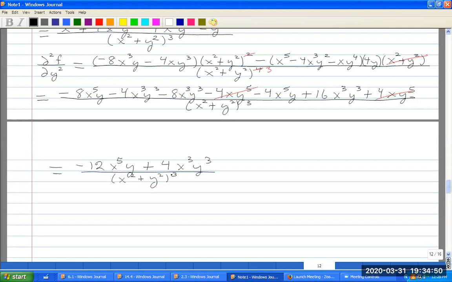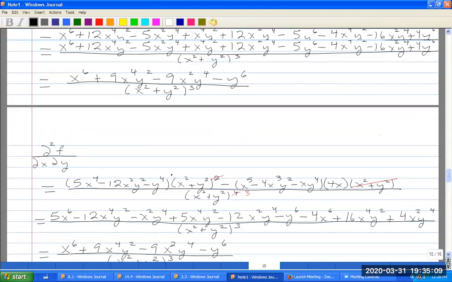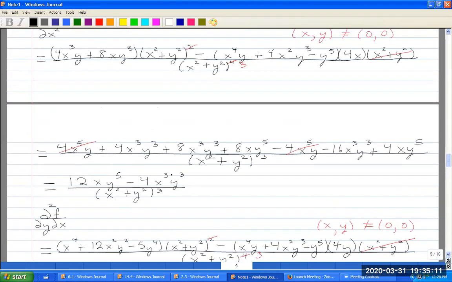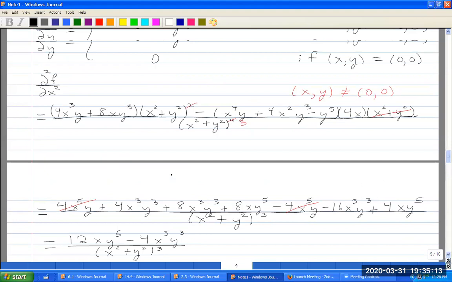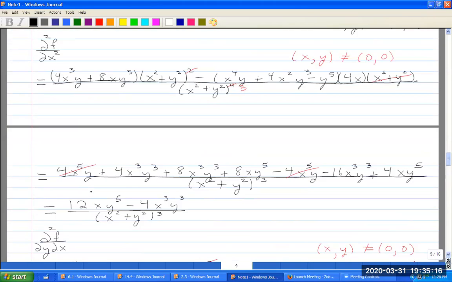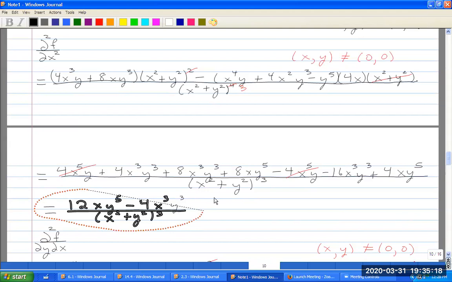Okay, so those are all the mixed partials. So now, after I've computed them, I want to show that they're not continuous. Now I've forgotten what it was equal to. Okay, so I'm going to show this is not continuous at the origin.